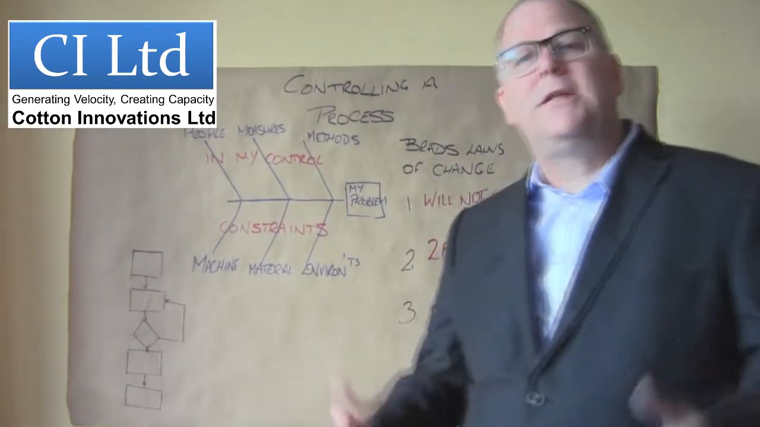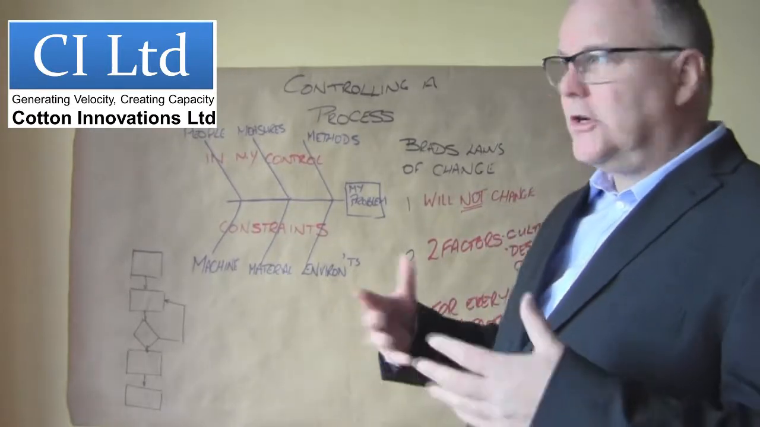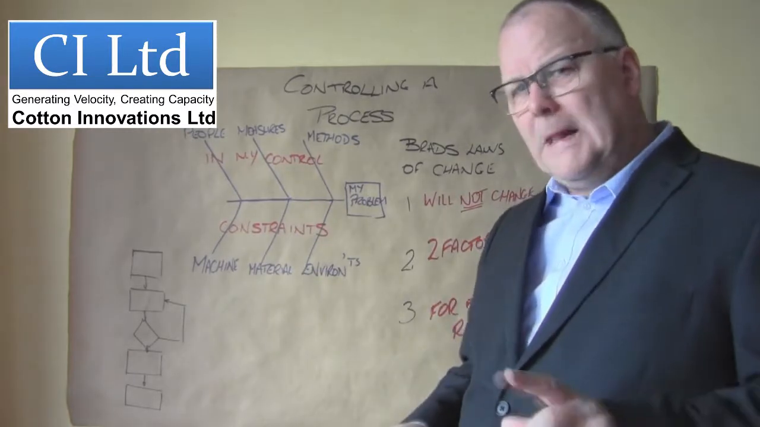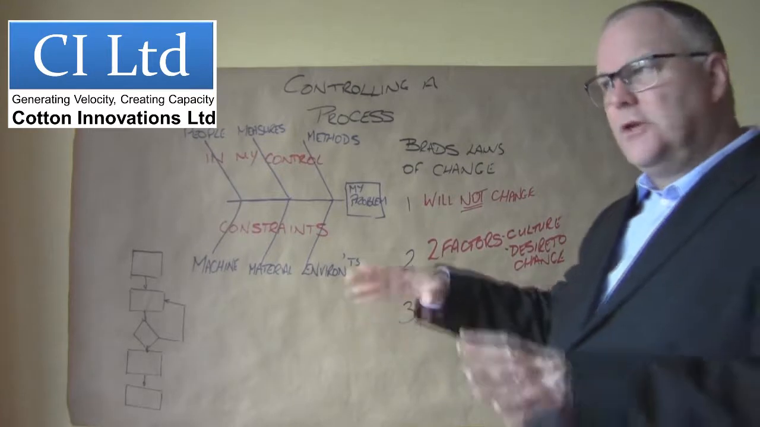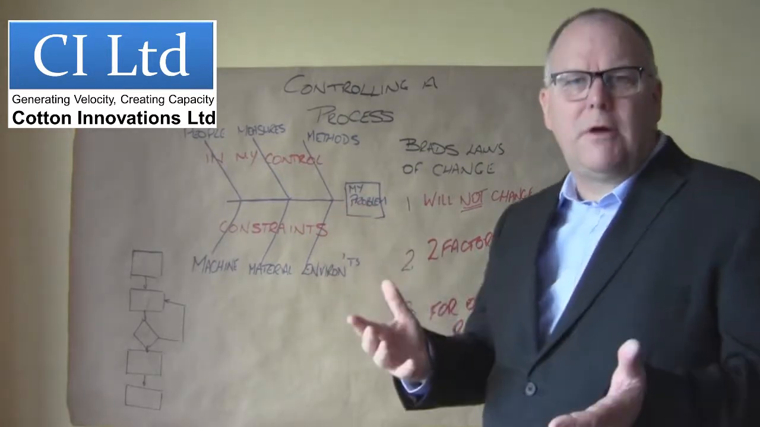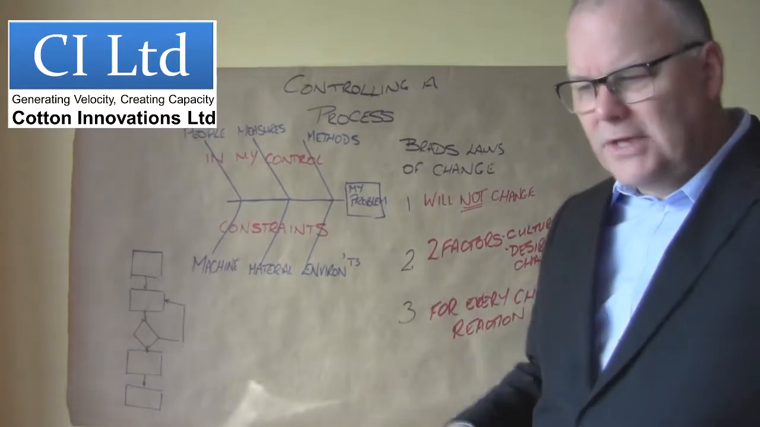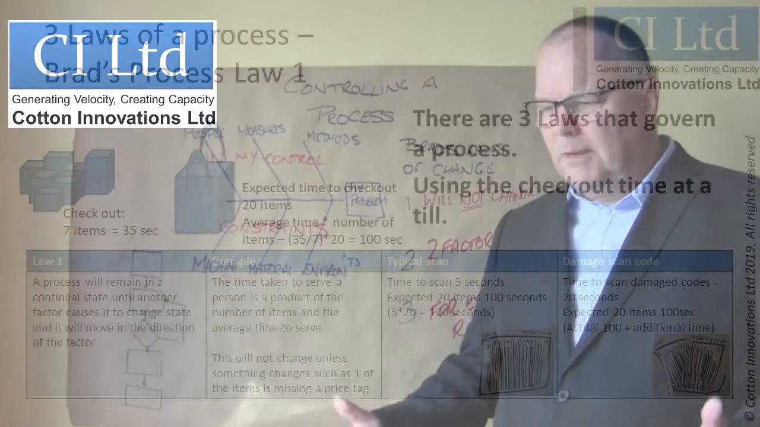Now when we're looking to create a process change, when we're trying to understand why we have a problem, why we're trying to understand how that process works, fishbone diagram is really powerful because there are 3 laws that have to be in place to understand change. Now what do we mean by those 3 laws? So at Cotton Innovations we call the first one, a process is incapable of changing. What do I mean by that?